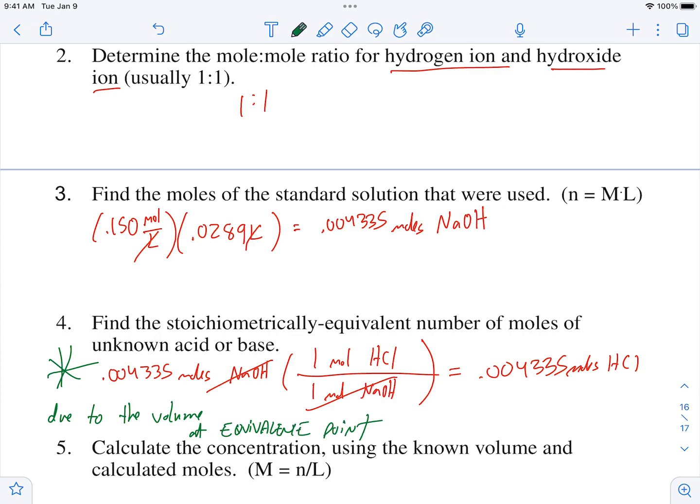Right? This volume right here, that's the key. And that volume is what you're going to read on the burette. So when you're in lab and you're dispensing from the burette, when you stop adding the standard solution, you're going to read the burette, you're going to find a value, and that value is what's needed to find the moles. And then you can use the mole ratio here.